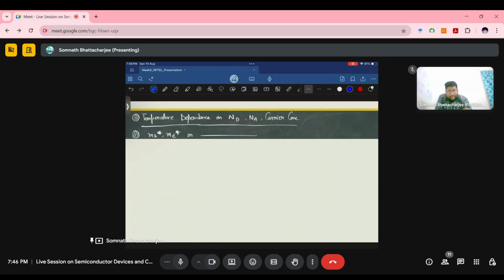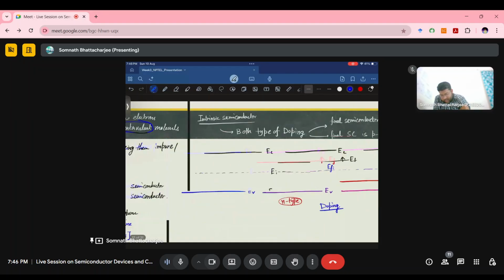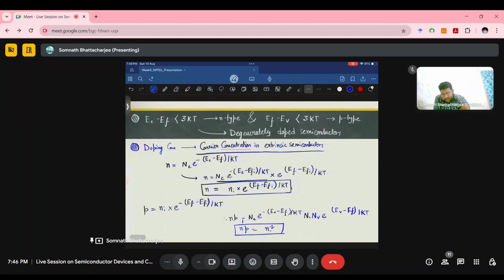Sir, will you please explain the difference between non-degenerated semiconductors and degenerated semiconductors? So the basic difference between them is that, yeah, I have skipped that part.